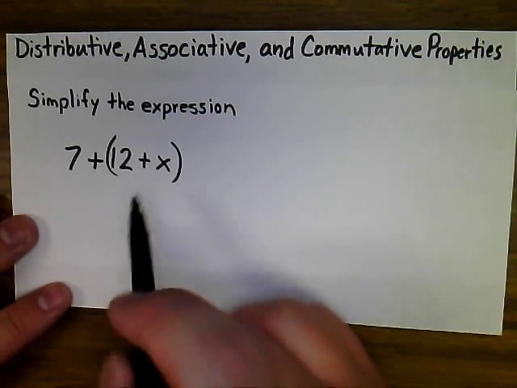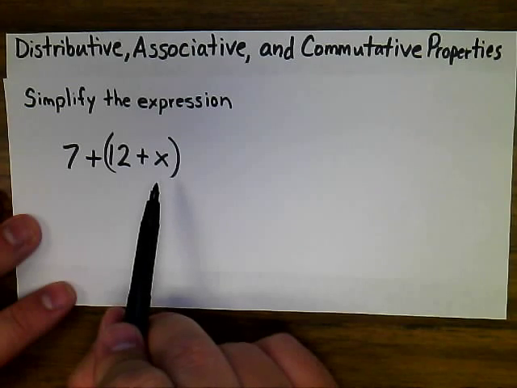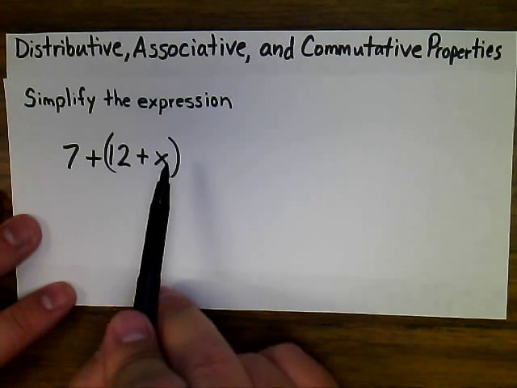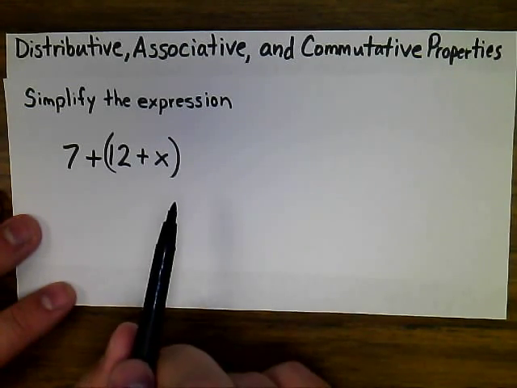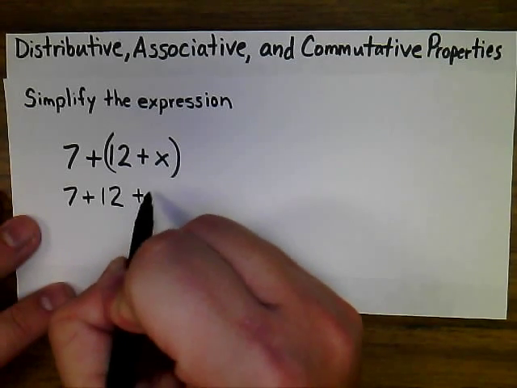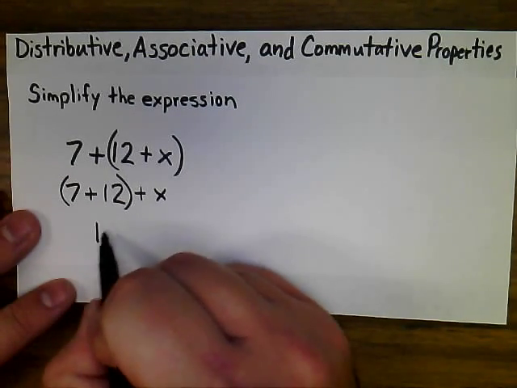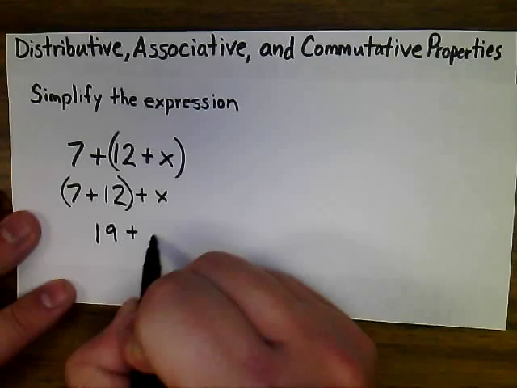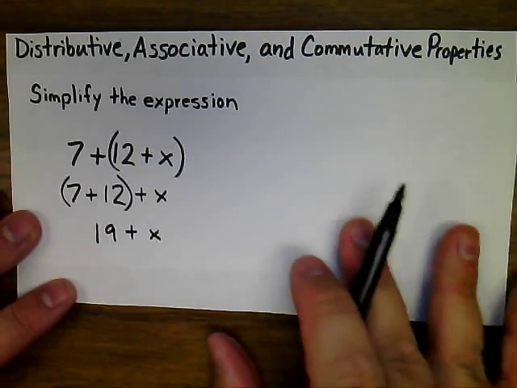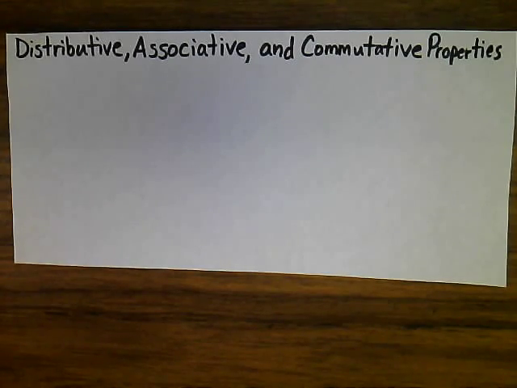In this case, we're told that we should do the 12 plus x first because it's in parentheses. But because it's strictly addends here, we can apply the associative property, which says we can rewrite the expression and group it in another way. And that's what we're going to do. We're going to group our addends and get 19 plus x. Keep in mind the associative property and commutative property work for multiplication or addition.